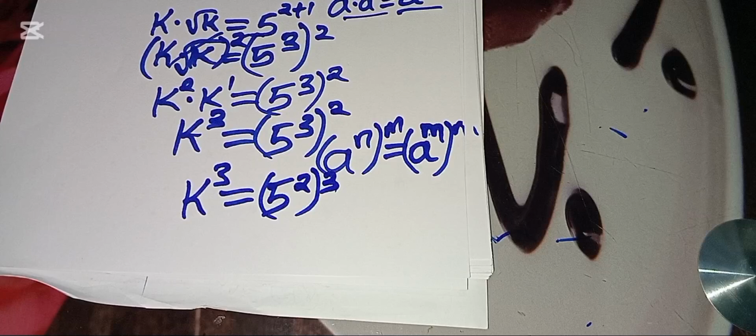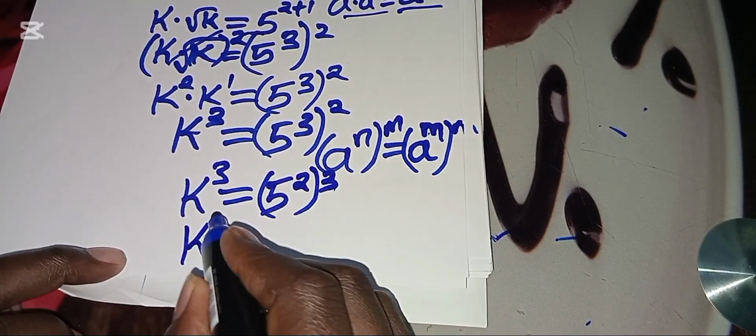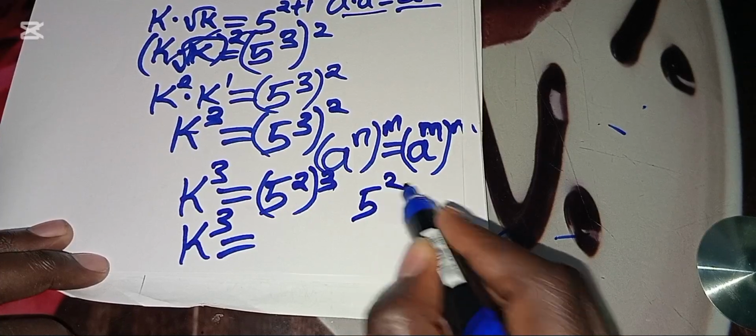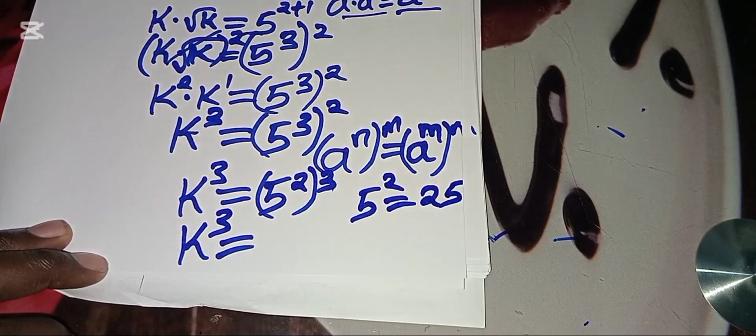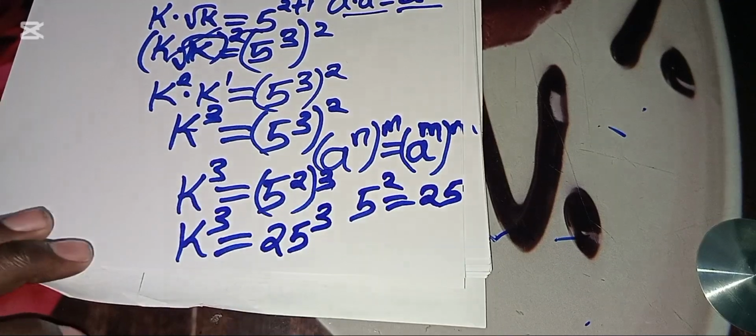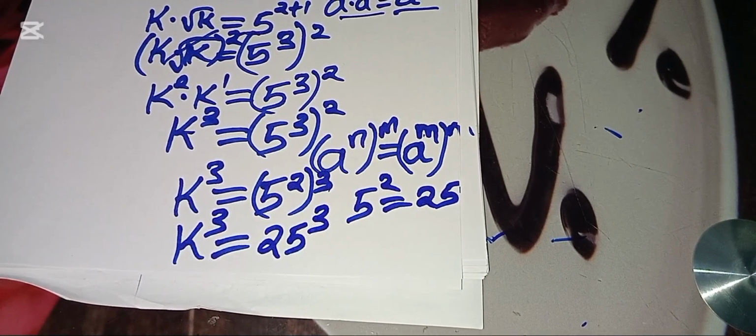Okay, so I hope you're okay. Then k cubed, this is equal to, as you can see, 5 squared, which is equal to 25. So here you have 25 raised to power 3. I hope you are following.